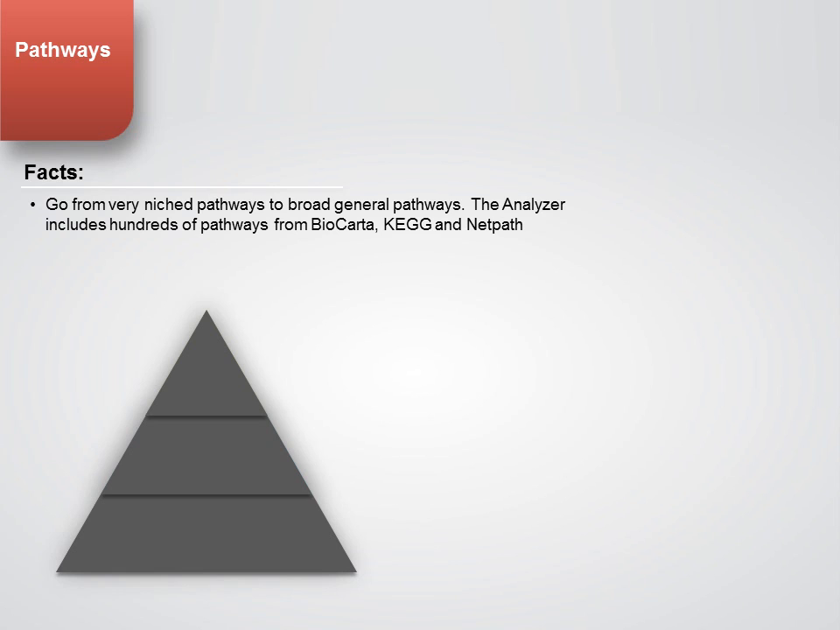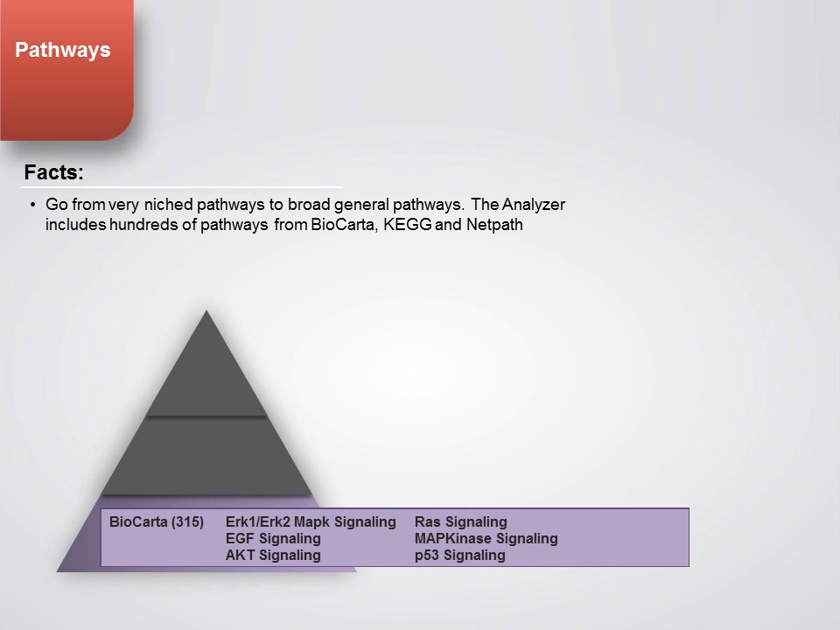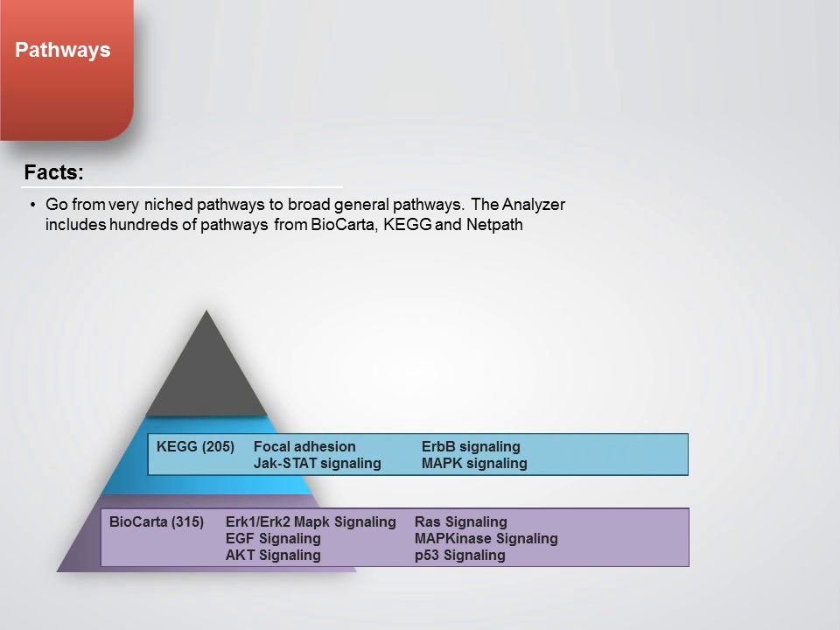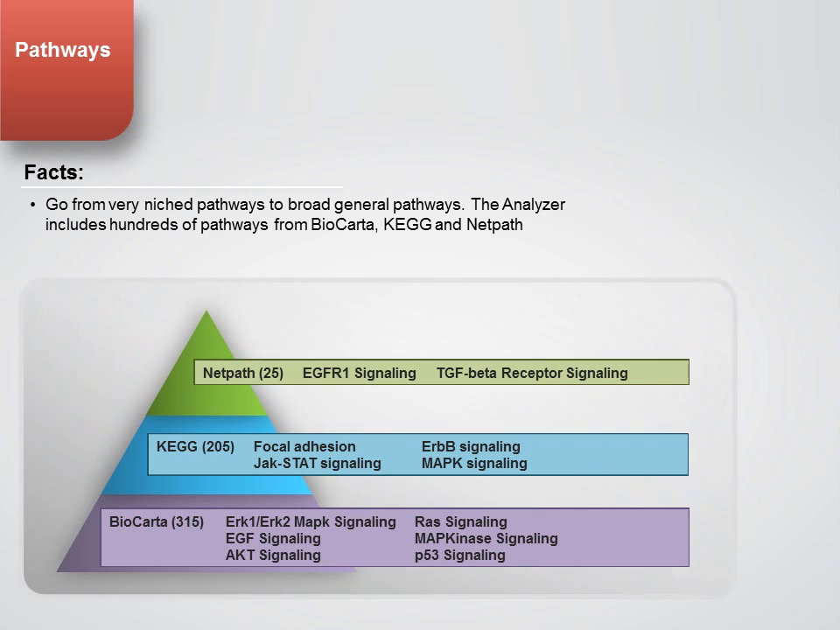Pathways. You can go from very niche pathways to broad general pathways. The analyzer includes hundreds of pathways from Biocarta, KEGG, and NetPath. Biocarta is the greatest source of pathways with 315 pathways associated with it. Next is KEGG with its 205, and finally NetPath, which has 25 pathways.